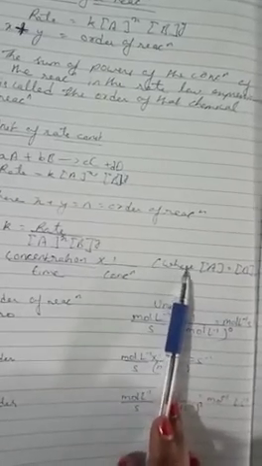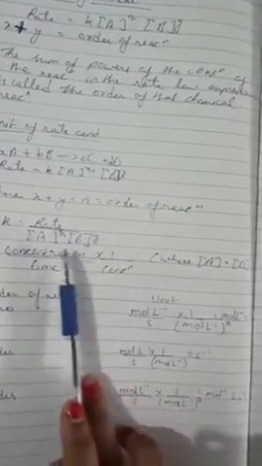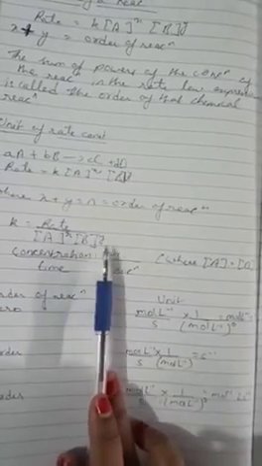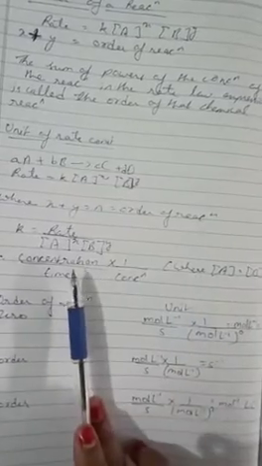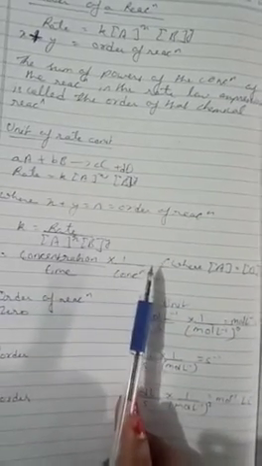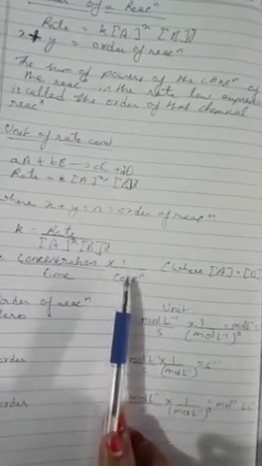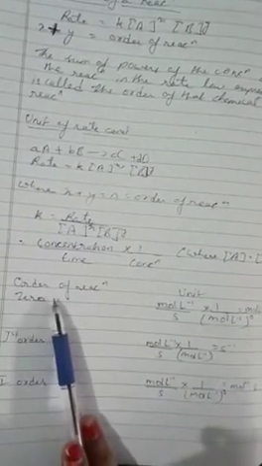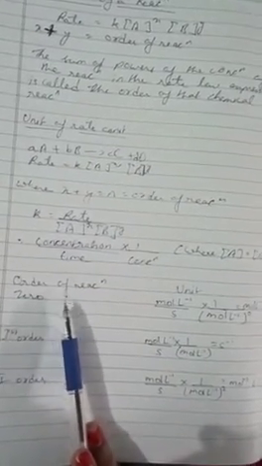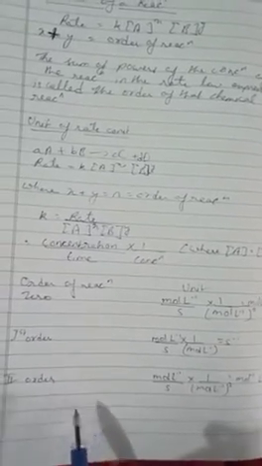Here we assume that the concentrations of A and B are the same. In that case it will be represented by the concentration upon the time taken into 1 upon the concentration. So this is how we have to solve it. Orders of reactions are basically of three types: zero order, first order, and second order, which are in your course.